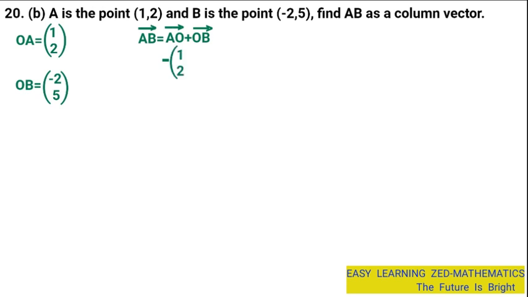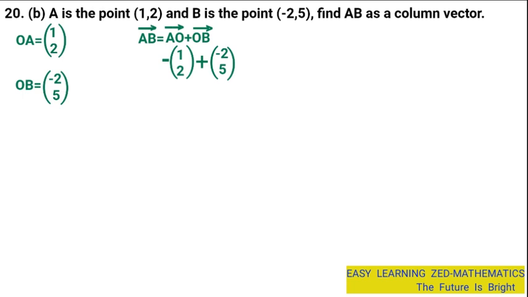Then (1, 2), close bracket, plus the OB will remain the same, which is (negative 2, 5). I'm going to close bracket. Okay, once I've done that, now I'm going to distribute the negative sign, which is on AO.